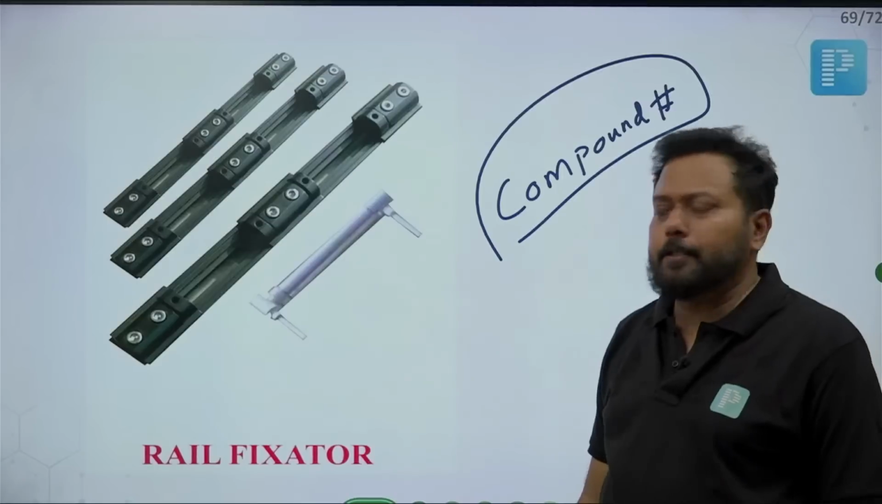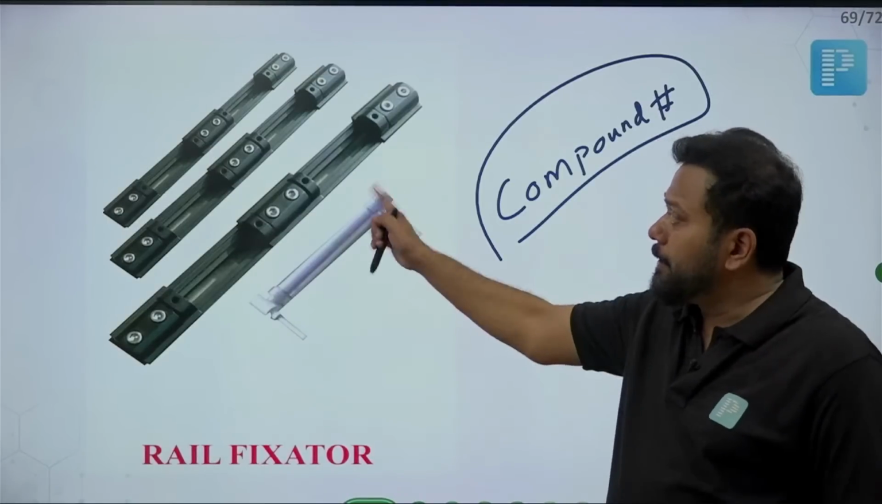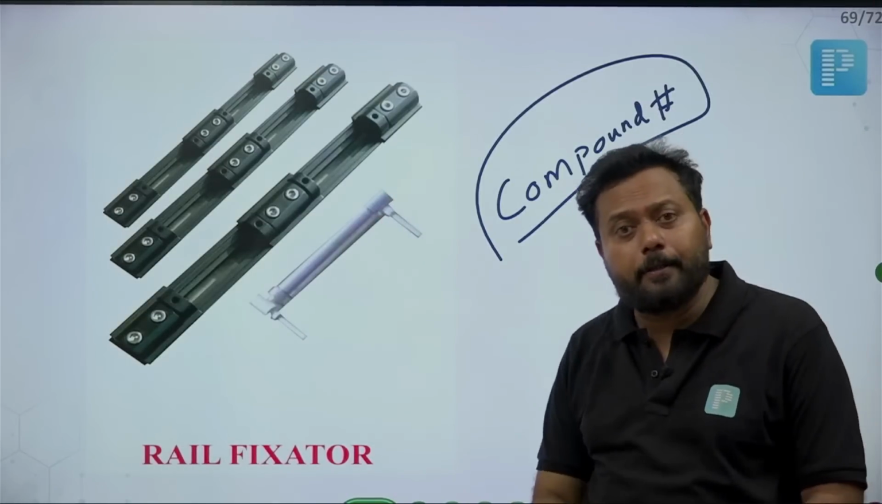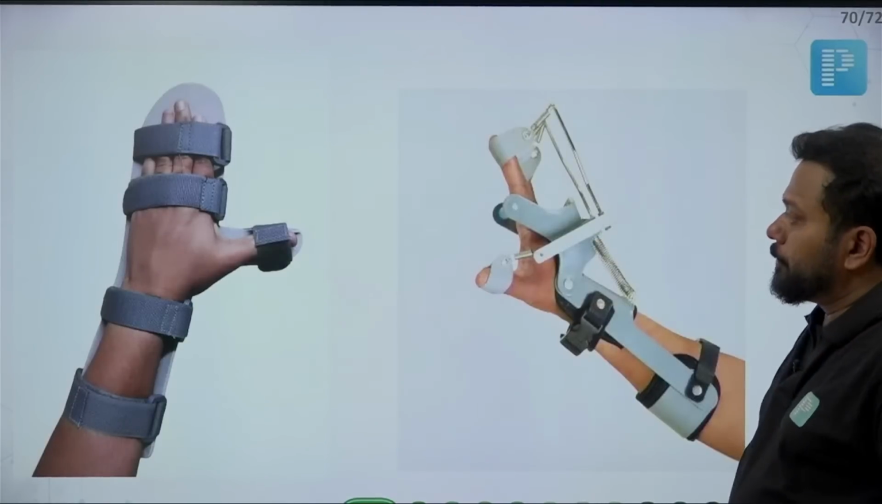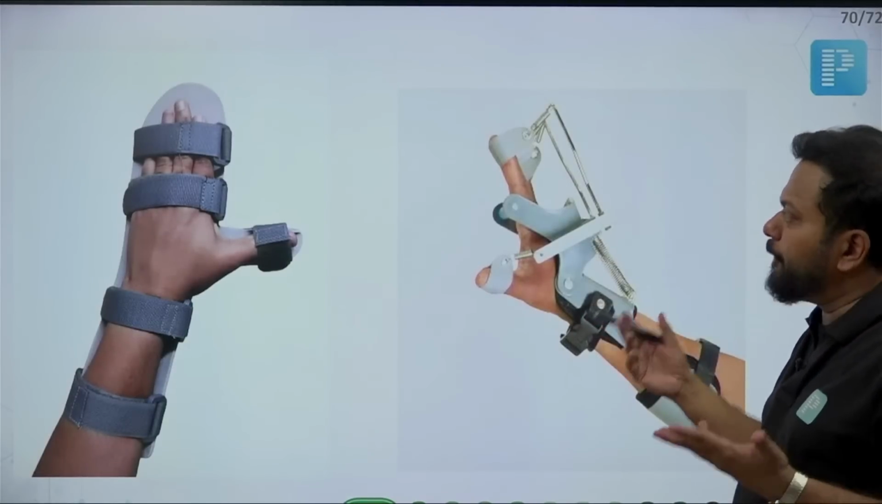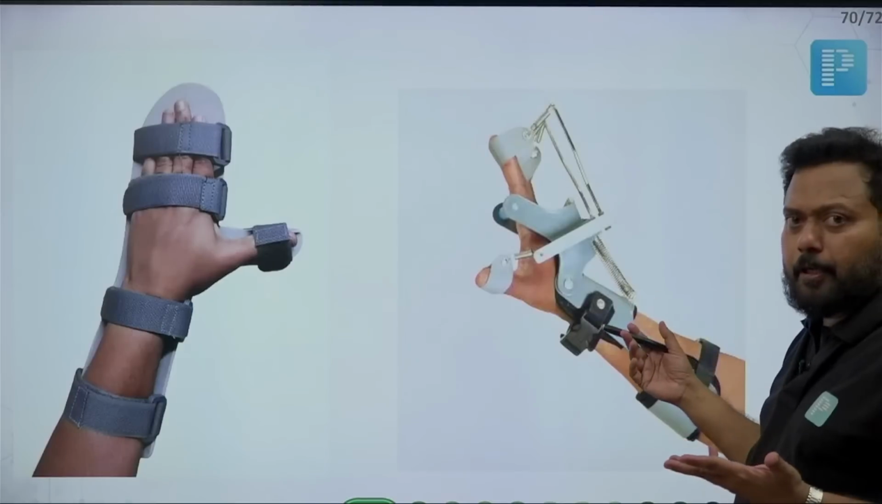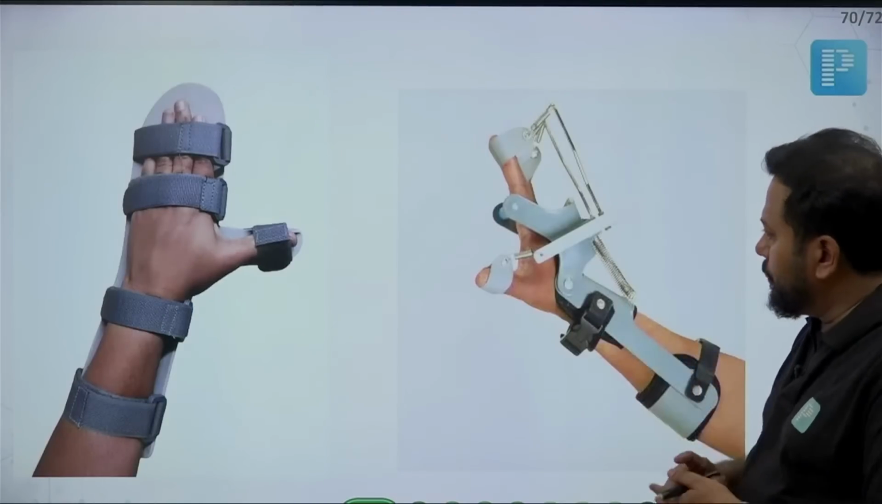Limb reconstruction system. This is called rail fixator. Several times this diagram has been asked in INI-CET. Again we can get. Okay. So this is again a very favorite image in our INI-CET. You would have seen it by this time.